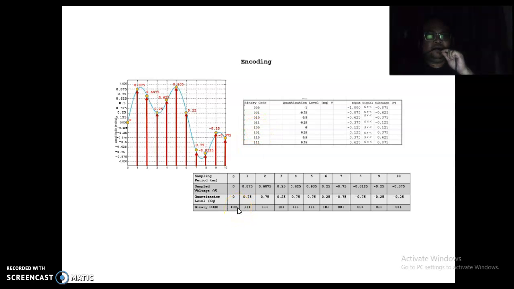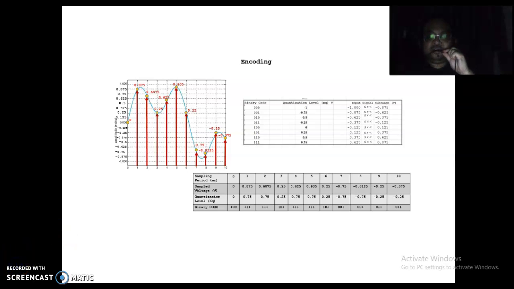And for example, at time 4, the sampled voltage is 0.625. 0.625 belongs here, so it has a quantization level of 0.75. So what is the binary equivalent? That's 111. So that is just encoding. After getting the quantization level, you give the equivalent binary code. Okay?